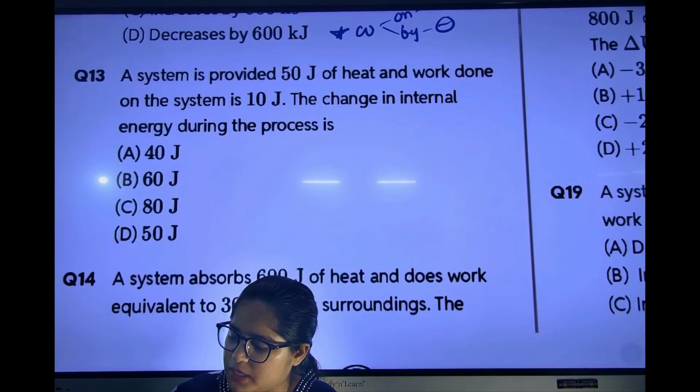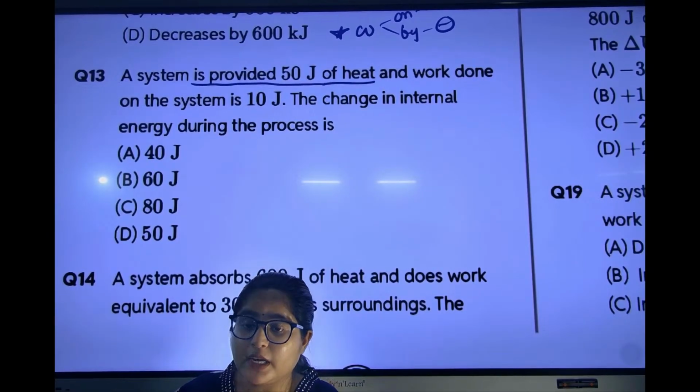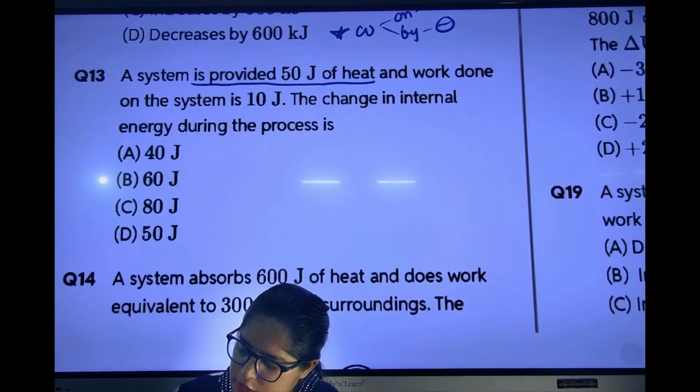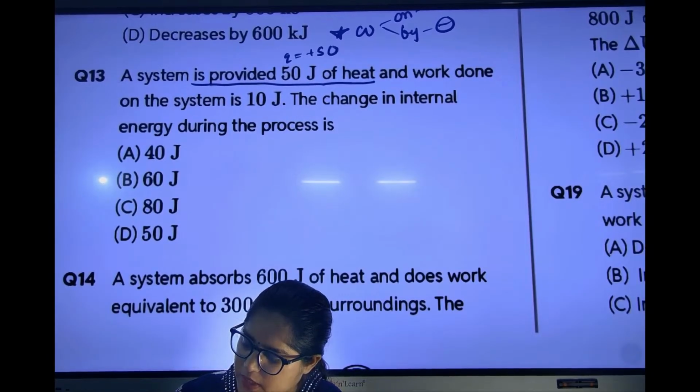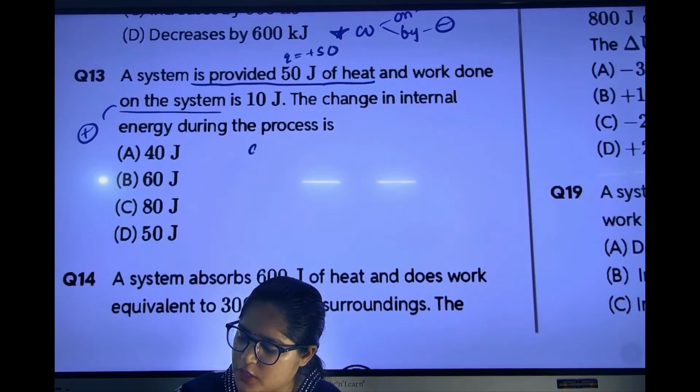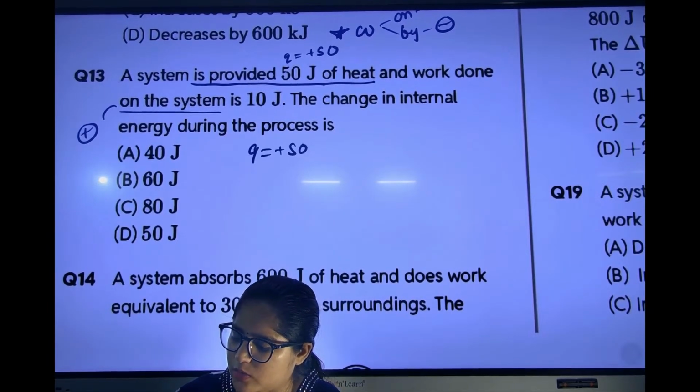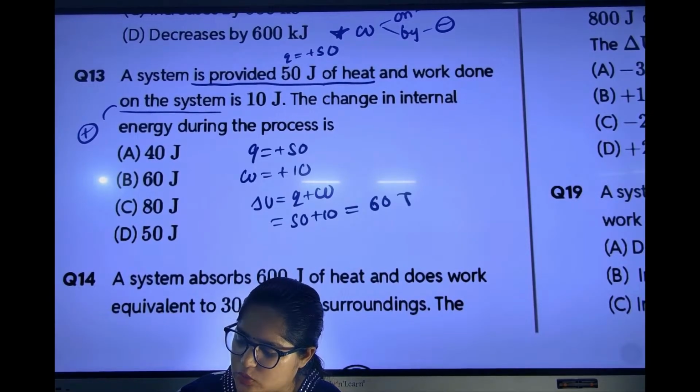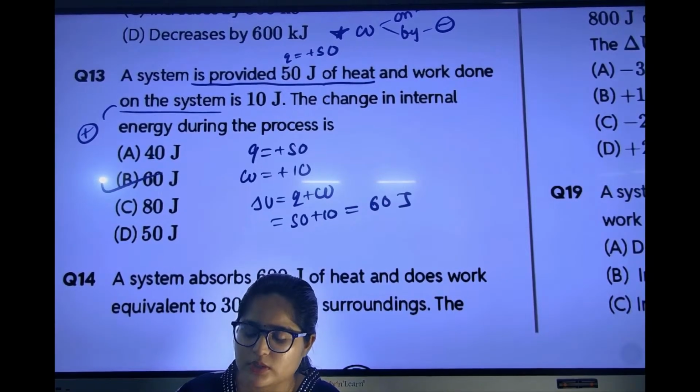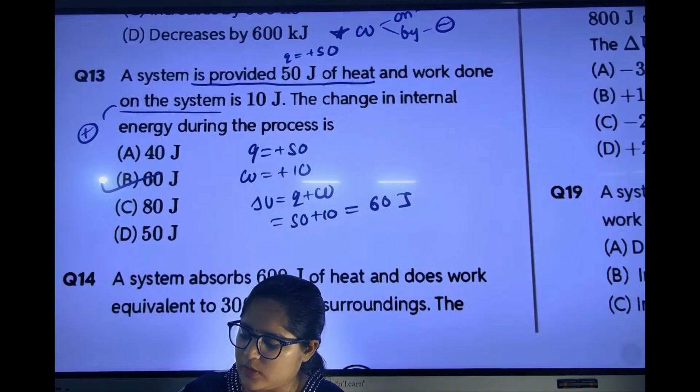A system is provided 50 joule of heat. We are providing it, so Q will be positive, plus 50. And work done on the system also means work done is positive. So Q is plus 50, work done is plus 10. Change in internal energy will be how much? Q plus W, that is 50 plus 10, that is 60 joule. Simple. Okay, these are very simple questions. Now let us see question number 14.